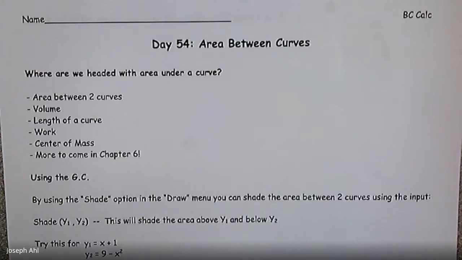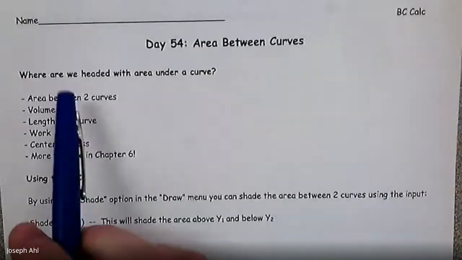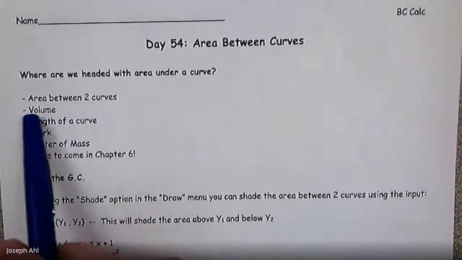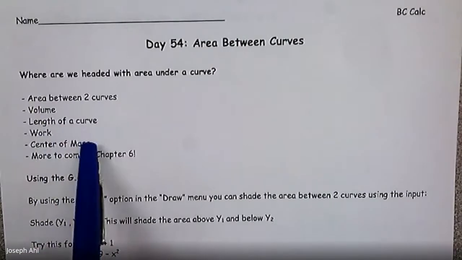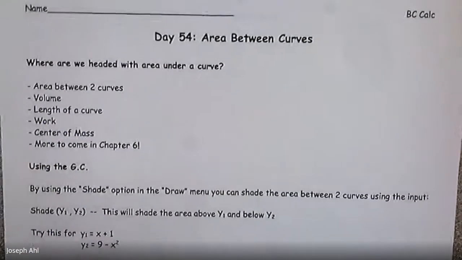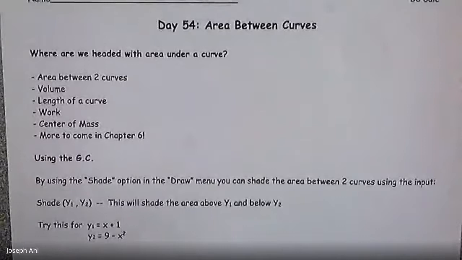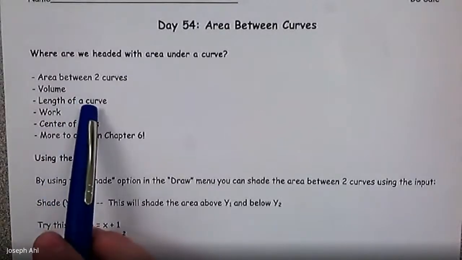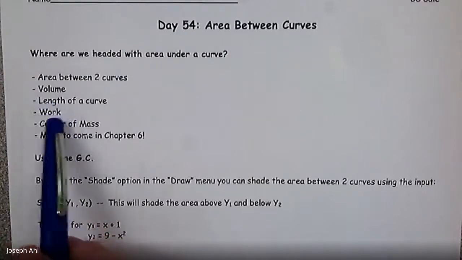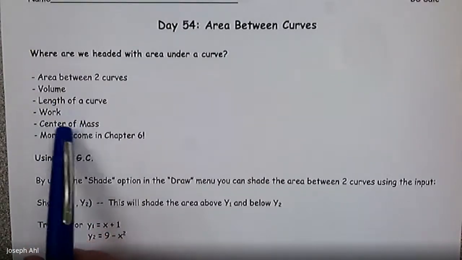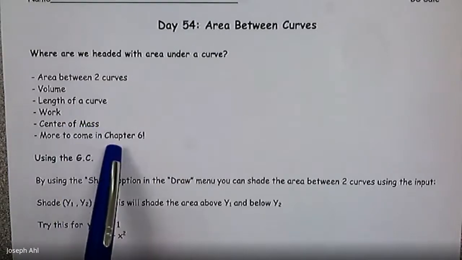Here is a list of topics that we can apply to the concept of area under a curve. Today's topic is the area between two curves. We will eventually, very quickly, extend that concept to finding volumes, maybe taking an area and rotating it around some sort of axis to develop a volume. We will develop a formula that represents the length of a curve, which is awesome that we can find that length. The physics concept of work we'll talk about and how that relates to area under a curve, center of mass, and then a lot more to come when we develop chapter 6 here.